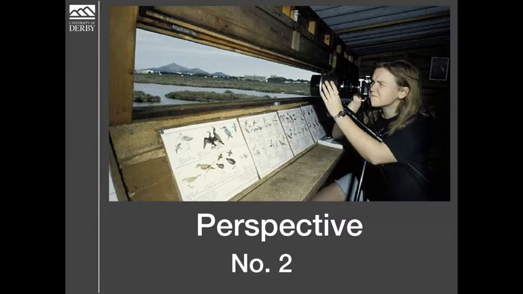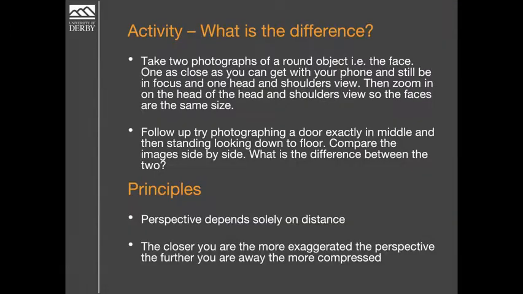Number 2, my favorite, perspective. A key thing is where, when and how we take photographs. This is a classic portrait view. You can see the narrowing from here down through that way, the perspective, that as you look at something, it appears to get narrower the further away we get. In photography, the aim is for students to take 2 photographs of a round object, for example a face: one as close as you can get with your phone while still in focus, and one a head and shoulders view. Then zoom in on the head and shoulders view so the face is the same size.